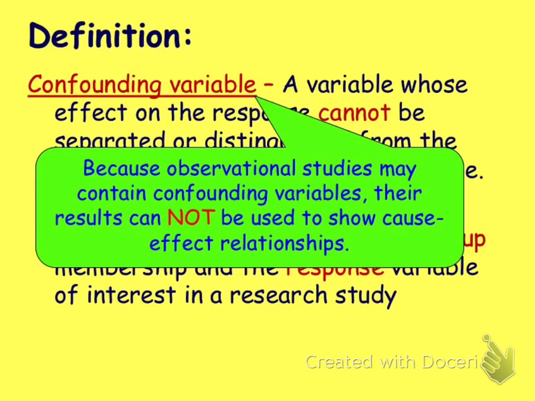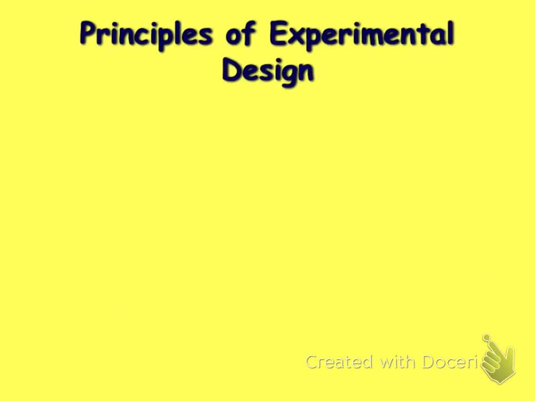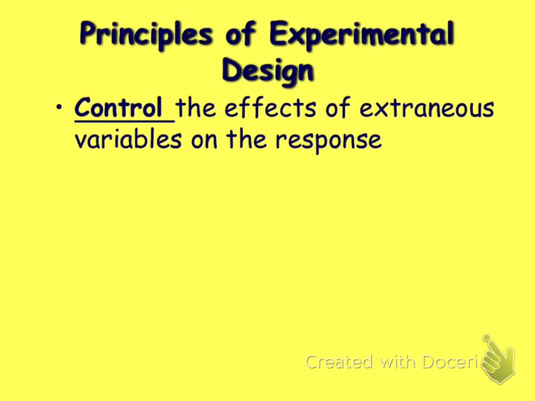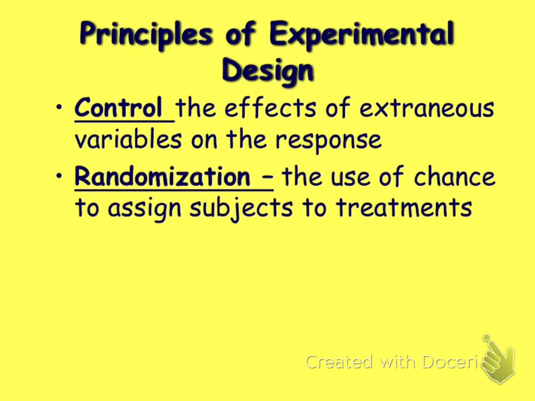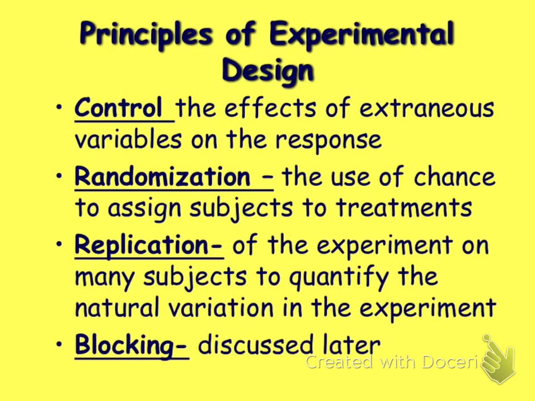Because observational studies may contain confounding variables, their results cannot be used to show cause-effect relationships. So observational studies, everything that we did last class, cannot show cause-effect. But in an experiment, we can have a cause-effect relationship if we have a well-designed, well-controlled experiment. And you need these principles: control, randomization, replication, and blocking, which we'll discuss in a couple minutes. But you need these three things for sure. This one is a sometimes, case-by-case basis. Blocking.